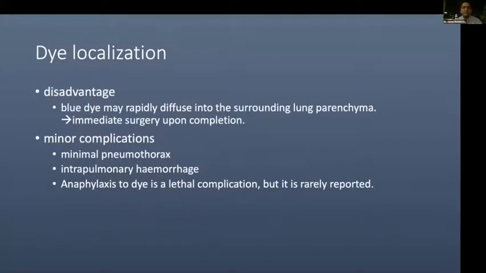The disadvantage is that many times I've seen, if the lesion is superficial or the radiologist injects the dye superficially, the dye actually goes all over the pleural space instead. So you actually lose the effect of the methylene blue. And the other minor complications that can happen, just like any biopsy, you can get a pneumothorax, you can get intrapulmonary hemorrhage. And of course, what we're always worried about is anaphylactic reaction, but it's really very rare.